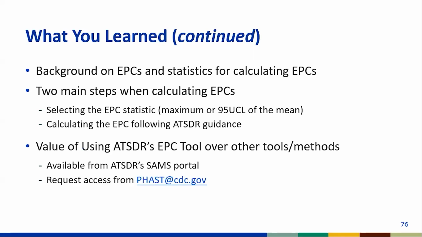Throughout this webinar, I highlighted the utility of using ATSDR's EPC tool for these calculations. That tool automatically implements the EPC selection and calculation procedures that are outlined in the guidance. ATSDR encourages health assessors to use this tool whenever calculating EPCs for discrete sampling data. We also looked at exceptions, though, for evaluating acute exposures, which need to be considered outside of that tool and following ATSDR's guidance. The EPC tool is available through ATSDR's SAMS portal.